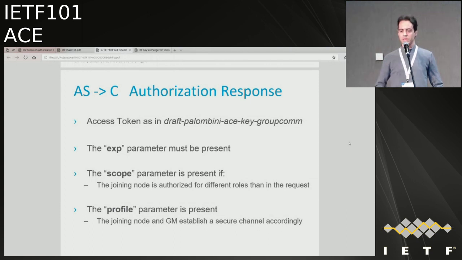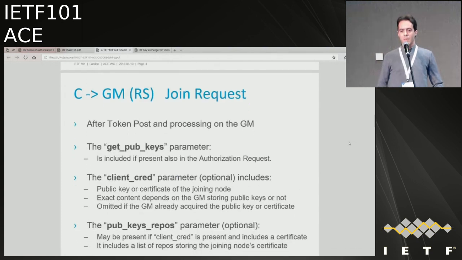The X parameter must be present, and scope is present again only if there's a downgrade of roles, especially those that are granted to the joining node to have in the group. And the profile parameter, of course, has to be present to signal how communication is secured between the joining node as a client and the group manager as KDC and resource server in this case.